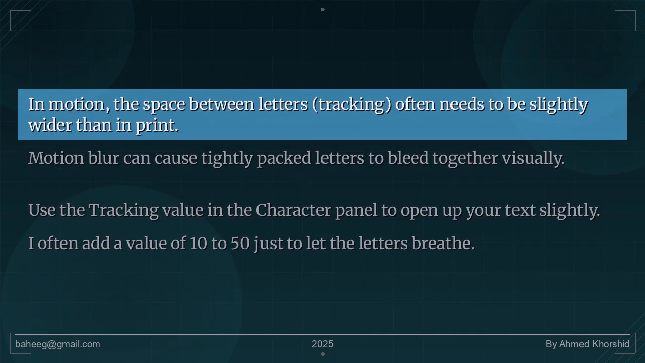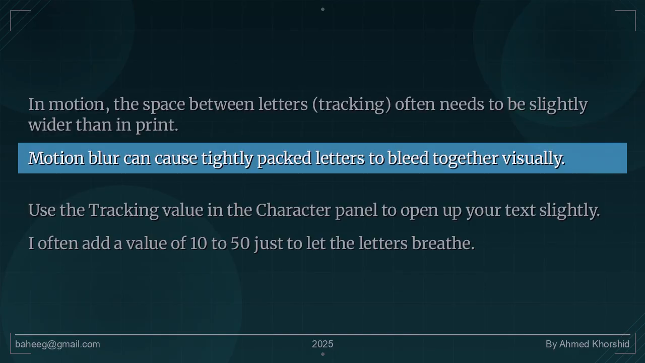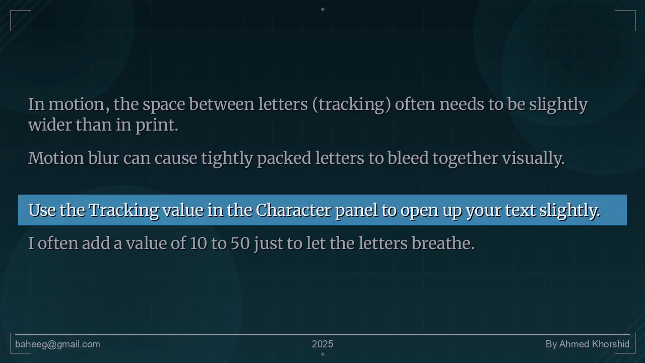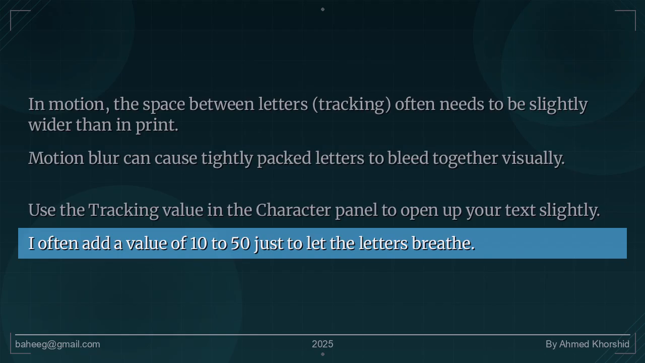The importance of tracking and kerning. In motion, the space between letters, tracking, often needs to be slightly wider than in print. Motion blur can cause tightly packed letters to bleed together visually. Use the tracking value in the Character panel to open up your text slightly. I often add a value of 10 to 50 just to let the letters breathe.